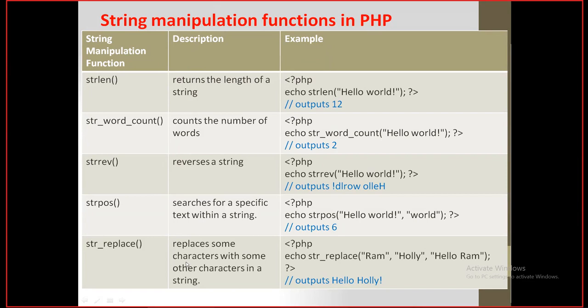And lastly, we have the string replace function. If you want to replace a string with some other string in a base string, str_replace will do that. The first argument will be the string to be replaced. The second argument will be the string with which we want to replace. And the third will be the string in which the replacement has to take place, right? So Ram will be replaced by Holly in the string hello Ram. You can see the output is hello Holly, right? Simple functions.